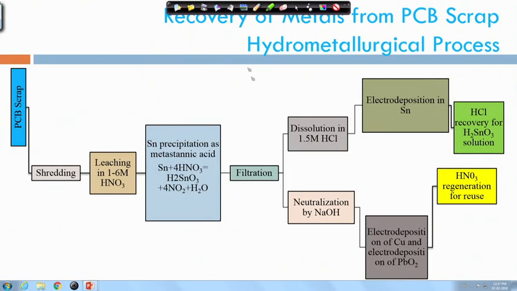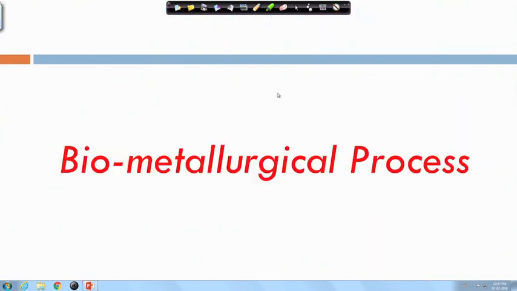And here we are looking at an example of a printed circuit board. So far, we have looked at several methods mostly based on chemistry. Now, we will be looking at some methods where the chemistry is more of a biochemical method.